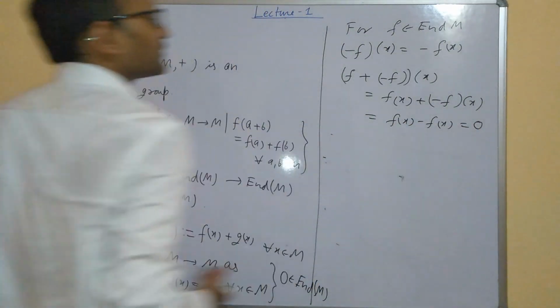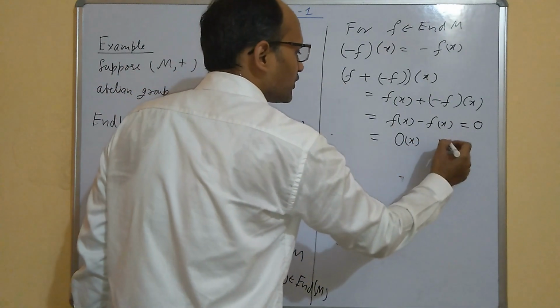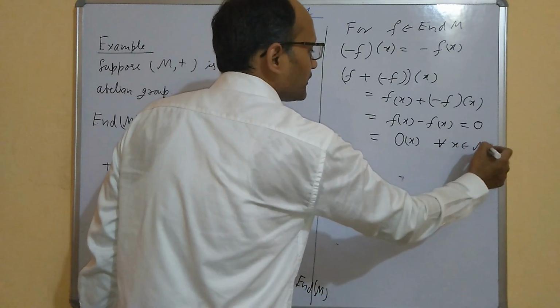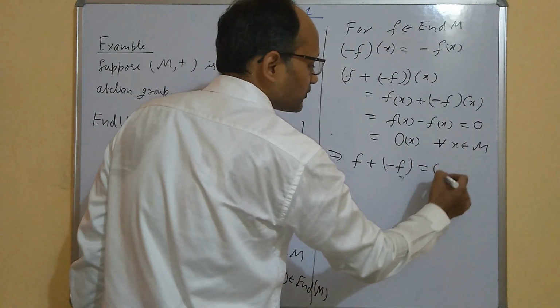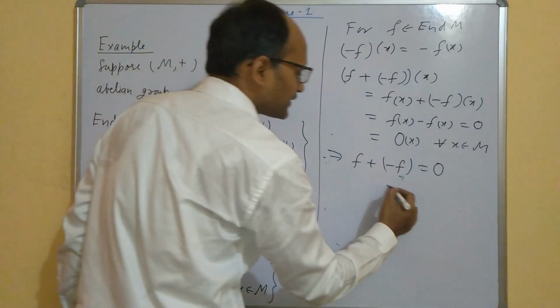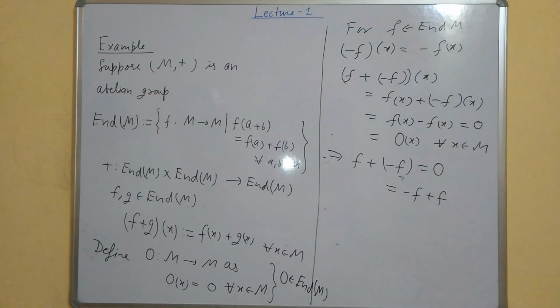So it is 0, and it is 0 for all x, so you can write it as 0(x) for all x in M. So this implies f plus minus f is equal to the 0 map. This is the identity, and similarly we can check that minus f plus f is equal to 0. So each element has an inverse also. It means that End M is a group with respect to addition.